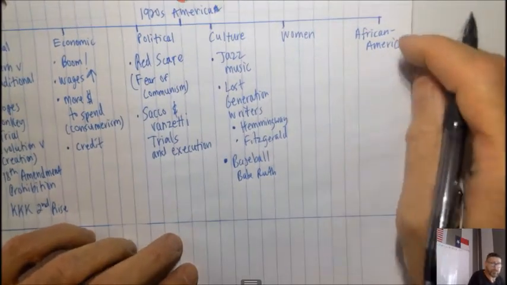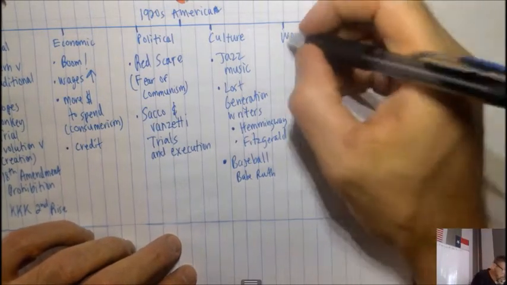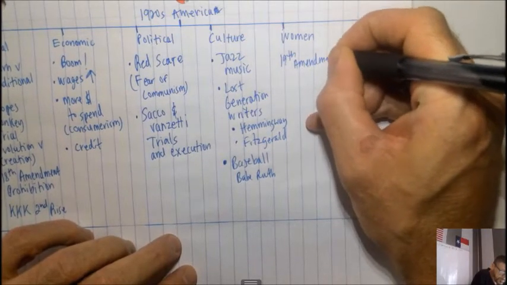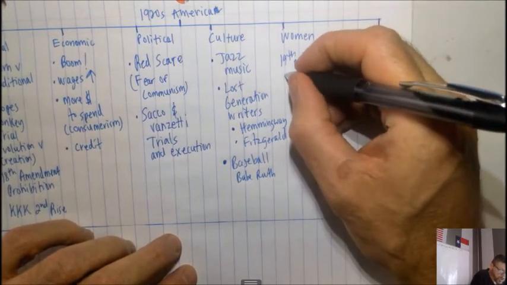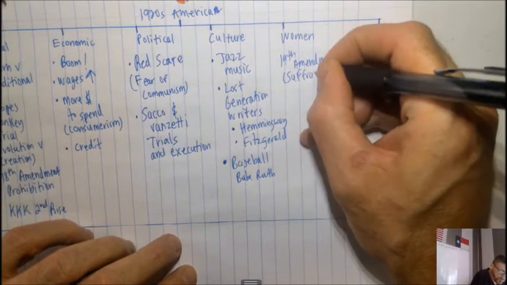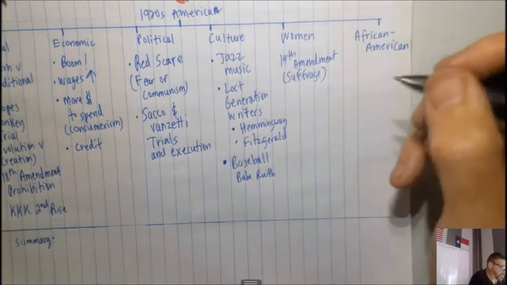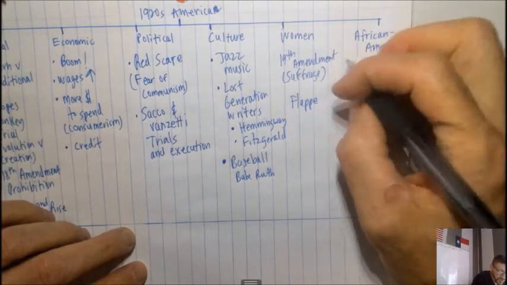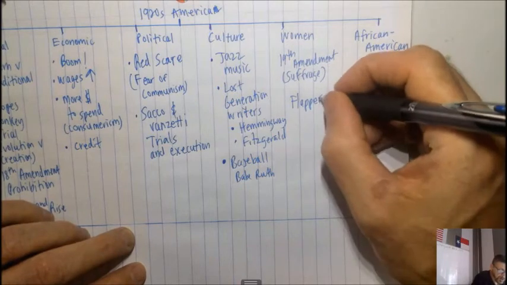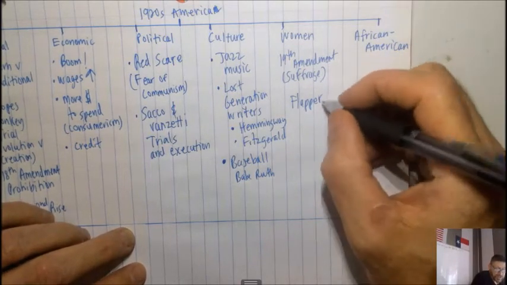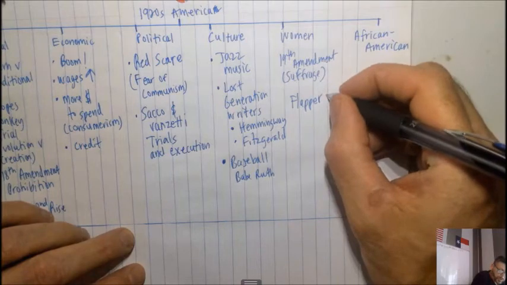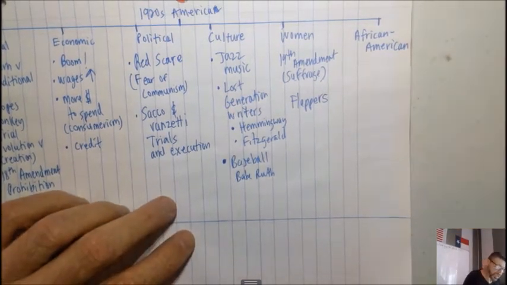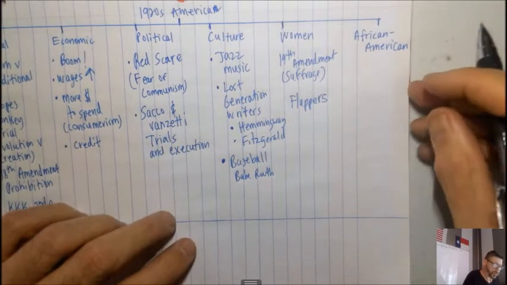Okay, and then women. Women, of course, got the 19th Amendment in 1920, the right to vote, which is called suffrage. Women were nicknamed flappers because of their new attitudes of shorter hair and smoking cigarettes like the guys, and they got the right to vote, and it really liberated them. So we'll learn about flappers and other women's issues too.